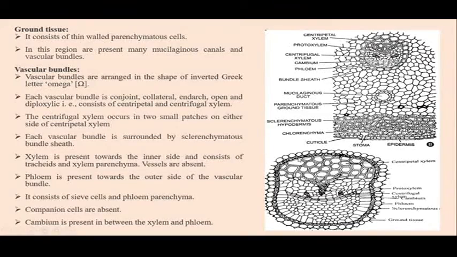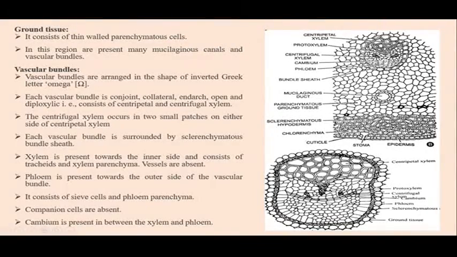Here in this diagram, this is the vascular bundle. This large triangular shape is the centripetal xylem, and on the sides of this centripetal xylem are two small xylem bundles, and these represent the centrifugal xylem. Here this is the phloem, and in between the xylem and phloem a cambium is present, and these vascular bundles are surrounded by this sclerenchymatous bundle sheath.